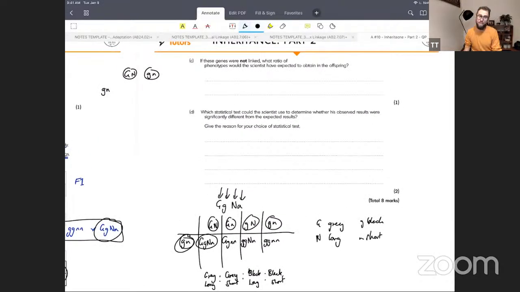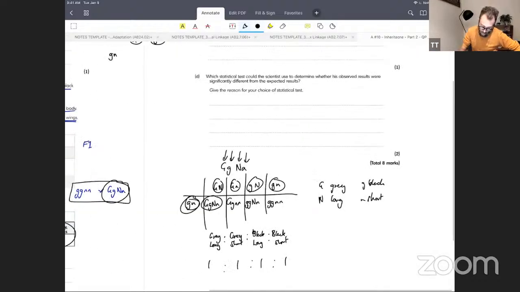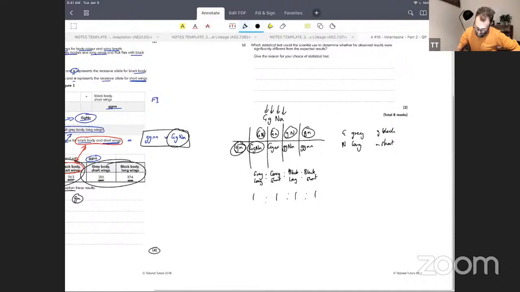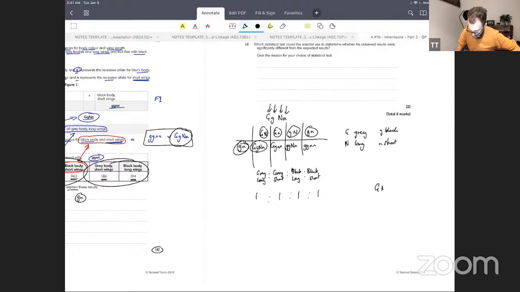What statistical test would you use? Inheritance, basically, which statistical test do you always use with this kind of stuff? Why is it not 9 to 3 to 3 to 1? I've literally just drawn it for you. Because you're not crossing it with itself. It would be 9 to 3 to 3 to 1 if you were doing this cross with itself.